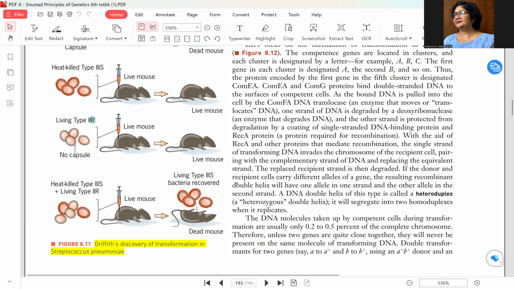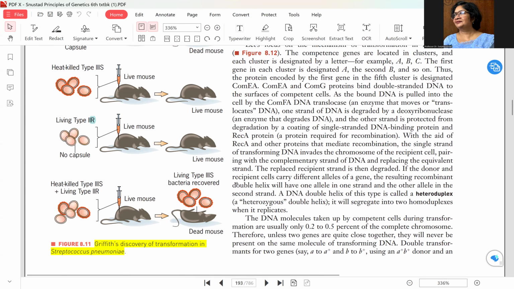So basically what they did was, in a tube, they took heat-killed type 3S, leaving type 2R, and in that tube, they added DNase only. In a second tube, they took the same bacterial combination, added RNase, and in a third tube, they took the same bacterial combination and added protease.